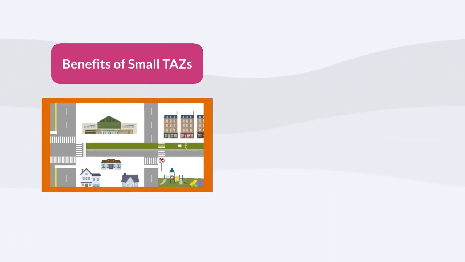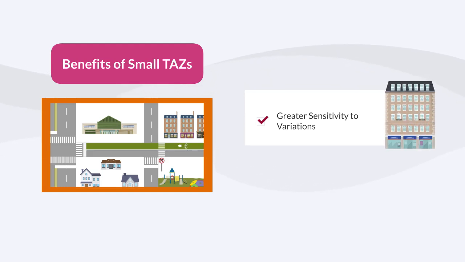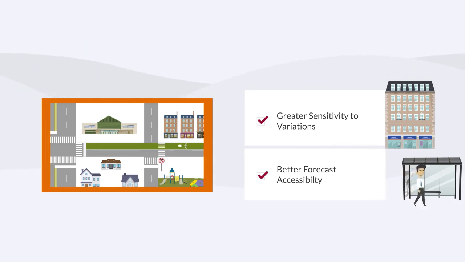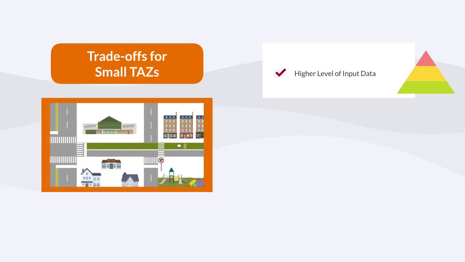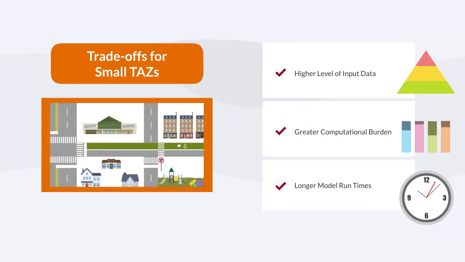In general, smaller TAZs provide a greater sensitivity for the model to reflect small-scale variations in the built environment and transportation system. Smaller TAZs can also better forecast accessibility for short-distance modes like walking and walking to transit, but finer-grained spatial detail requires higher level of input data and results in greater computational burden as well as longer model runtimes.